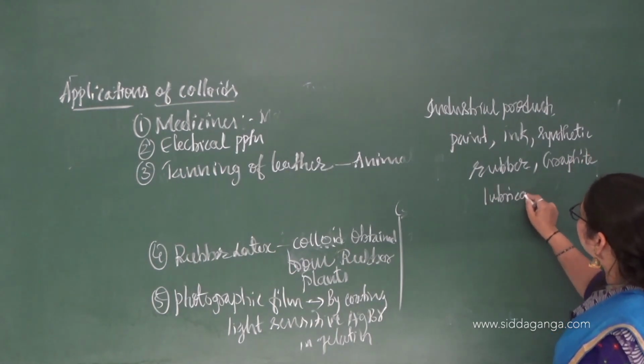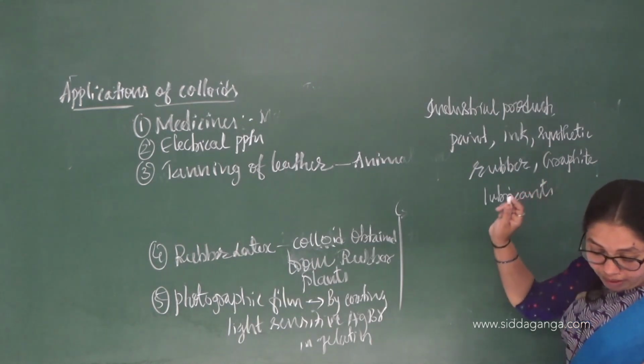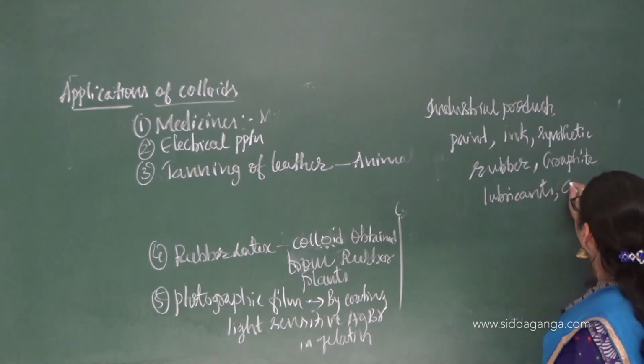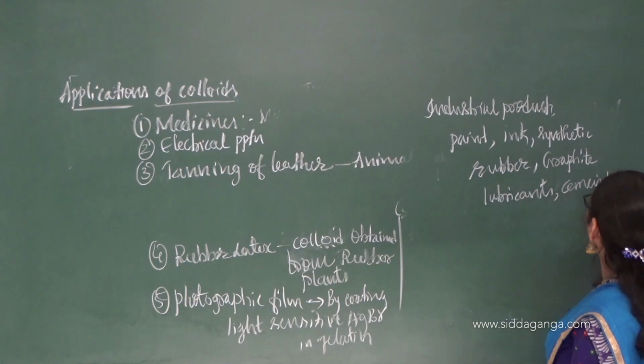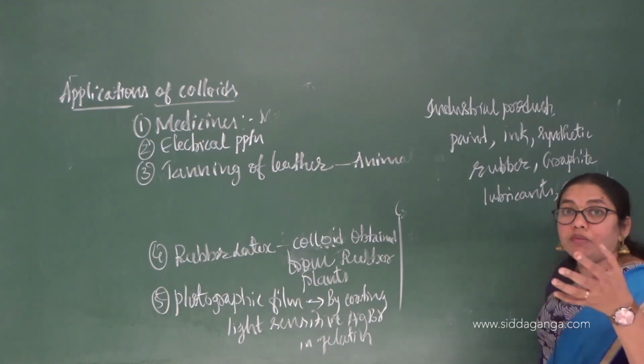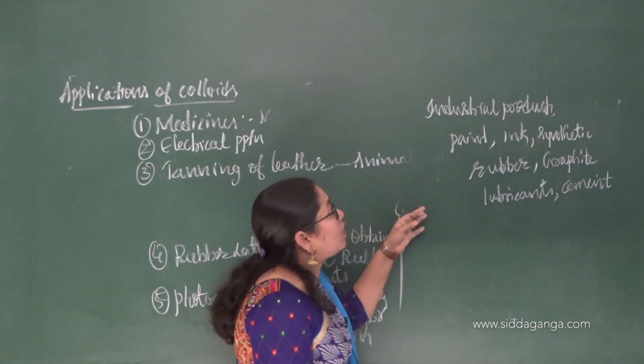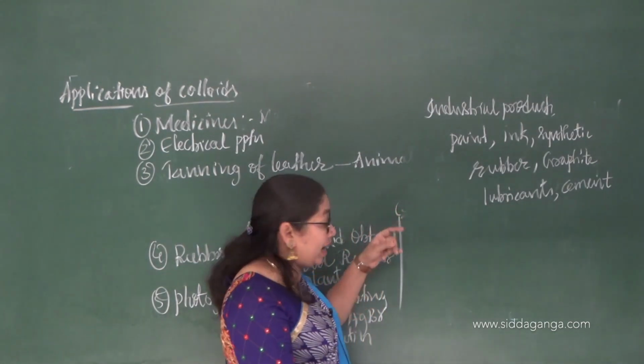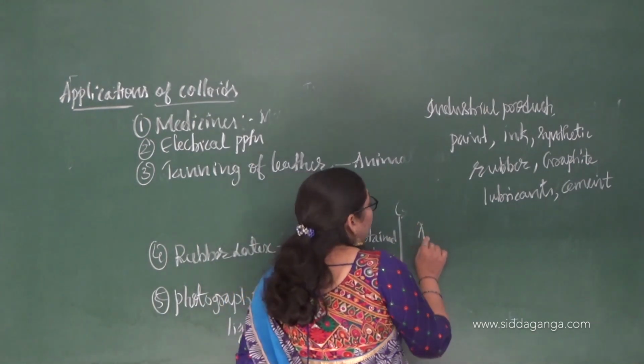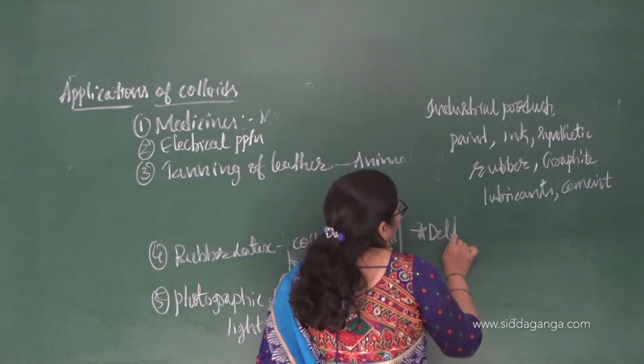All these are synthetic lubricants, and cement, which you are going to use, right? If you add water to the cement, that will become a colloid also. All these industrial products are also examples for our colloid. And also I can add this one also, finally delta.